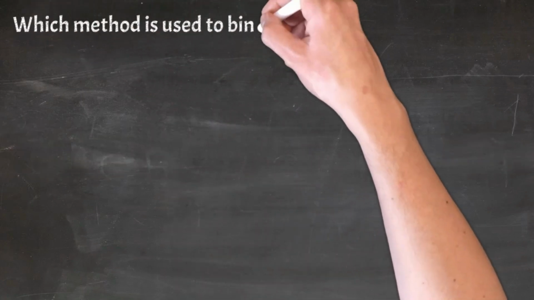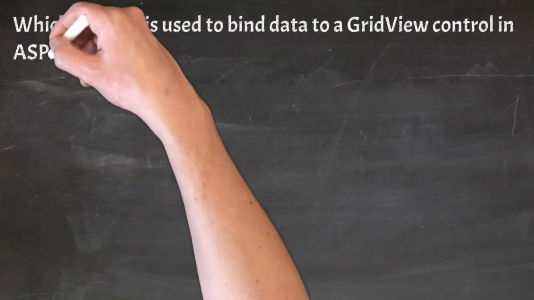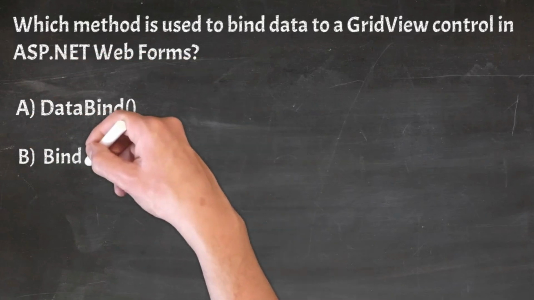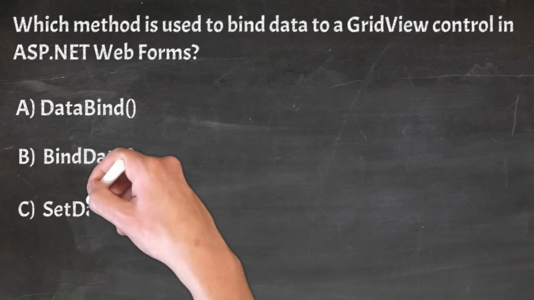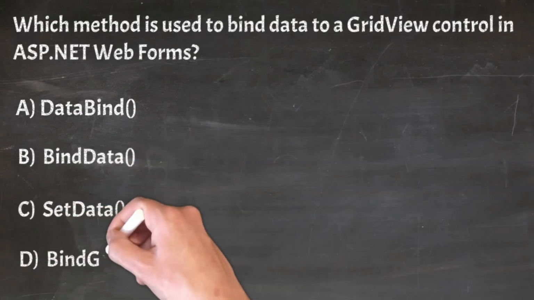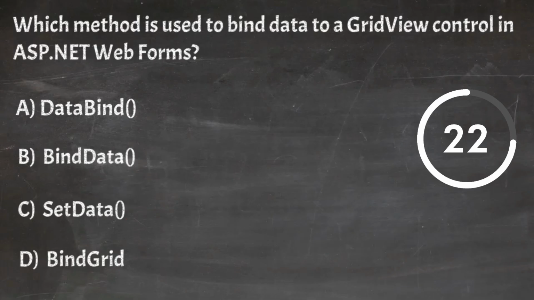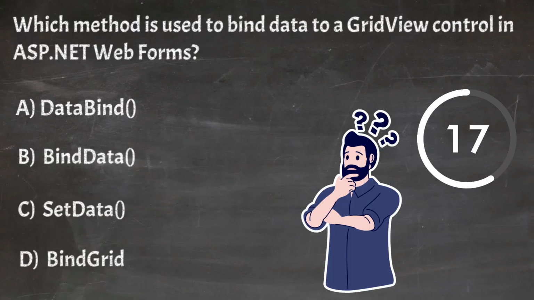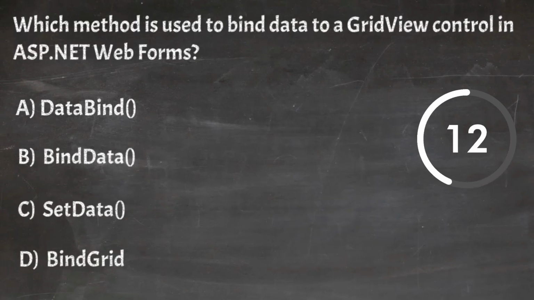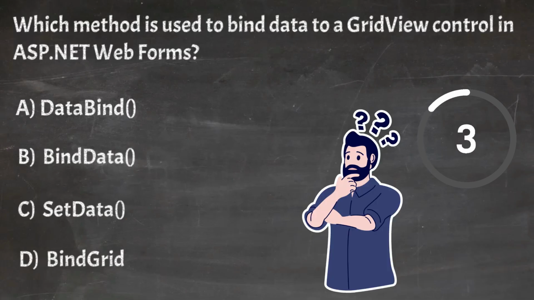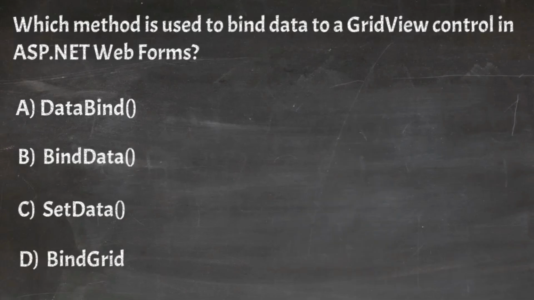Question 16. Which method is used to bind data to a GridView control in ASP.NET Web Forms? A. DataBind. B. BindData. C. SetData. D. BindGrid. Correct answer A. DataBind.